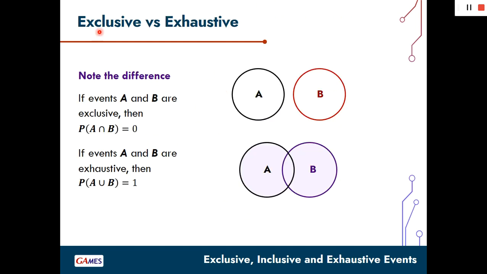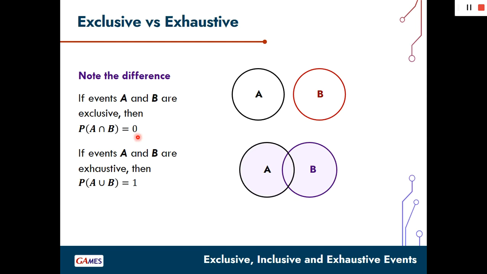All right, let's move on to exclusive versus exhaustive events. It can be quite tricky, and you have to be careful about the difference, because there's a serious difference between exclusive and exhaustive events. But let's try to look at them now. If two events are exclusive, of course, you already know that there's no intersection between them. So the probability of A intersect B is 0, which means you can't have A and B occurring together.